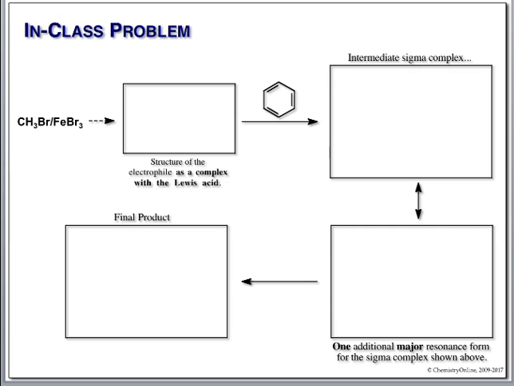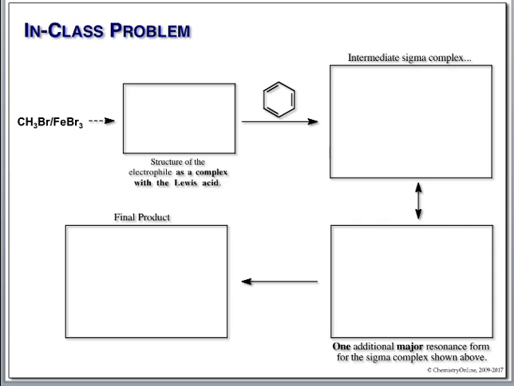Friedel-Crafts alkylation, not bromination, sorry. All right, the first box here. On the exam, you will see boxes just like this. Our first box, I ask for the structure of the electrophile as a complex with the Lewis acid. Now remember, the Lewis acid is your iron 3 bromide.